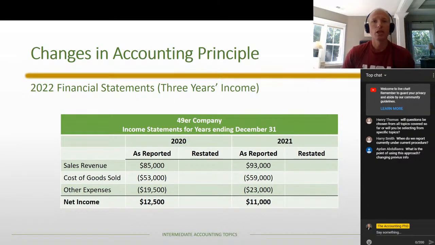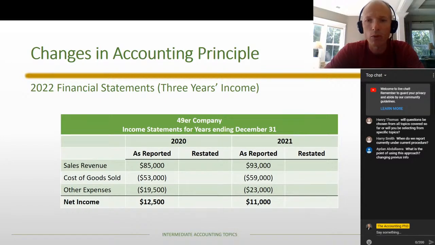So in 2022, they will have to present 3 years of income statements: 2022, 2021, and 2020. They would have to report all 3 years. Obviously, in 2022 there's nothing to restate, because they used FIFO starting at the very beginning, so there's nothing to worry about. However, 2021 and 2020 are going to have to be restated or recast. What I've given you here is what was originally reported for those 2 years.